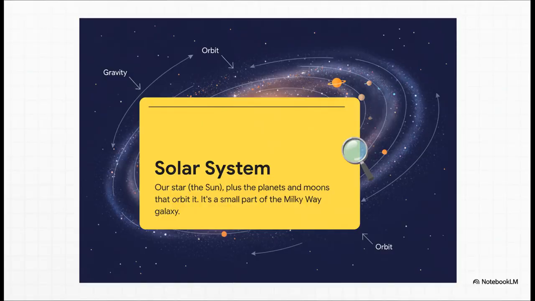So what exactly is a solar system? Well, the key definition you need is this. It's a star and everything that's gravitationally stuck to it. For us, that's our sun, the 8 planets, and all their moons. But, and this is super important for context, you have to remember that our entire solar system is just a tiny, tiny speck inside our home galaxy, the Milky Way.